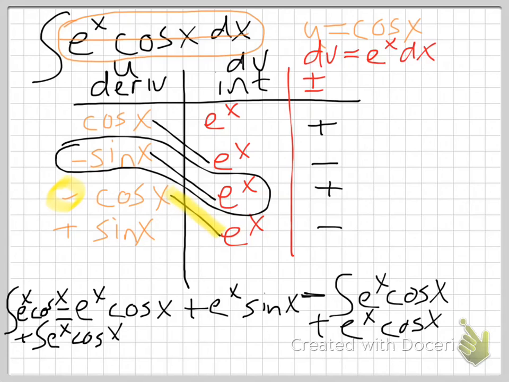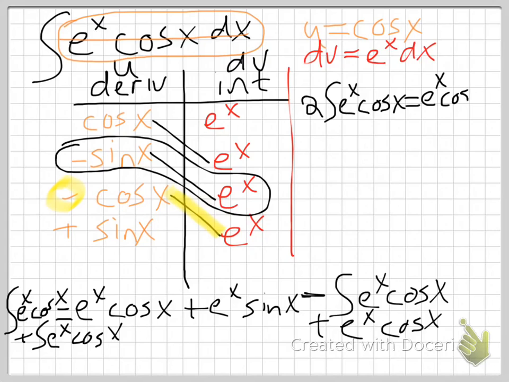So let me see if I can rewrite this over here. Running out of space, I'm going to erase this part right here. So we have 2 times the integral of e to the x cosine of x is equal to e to the x cosine of x plus e to the x sine of x.